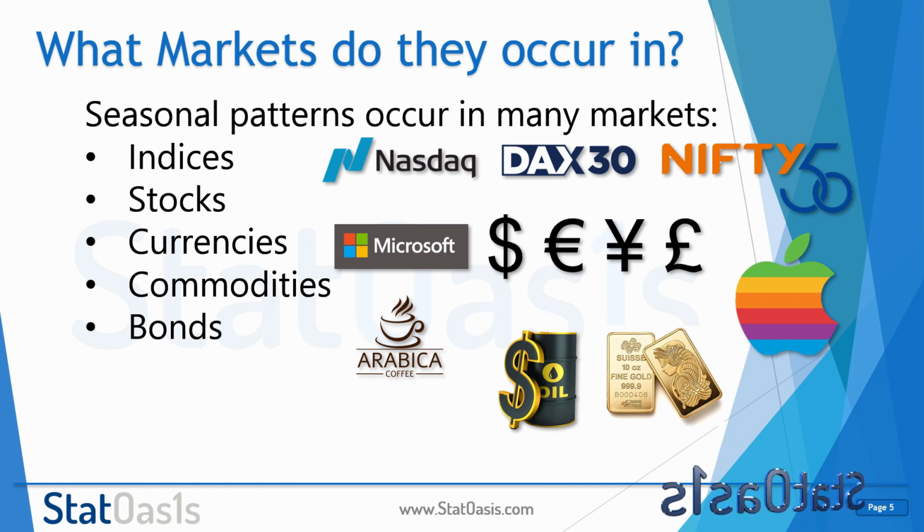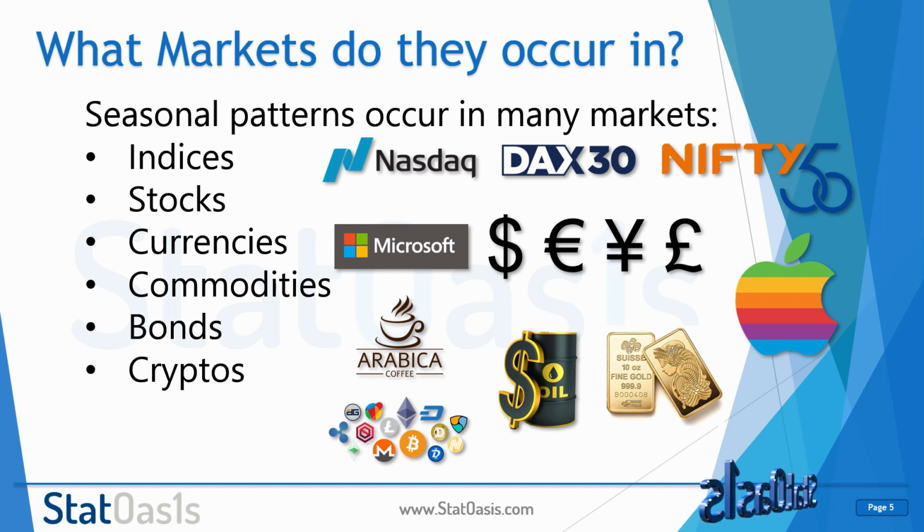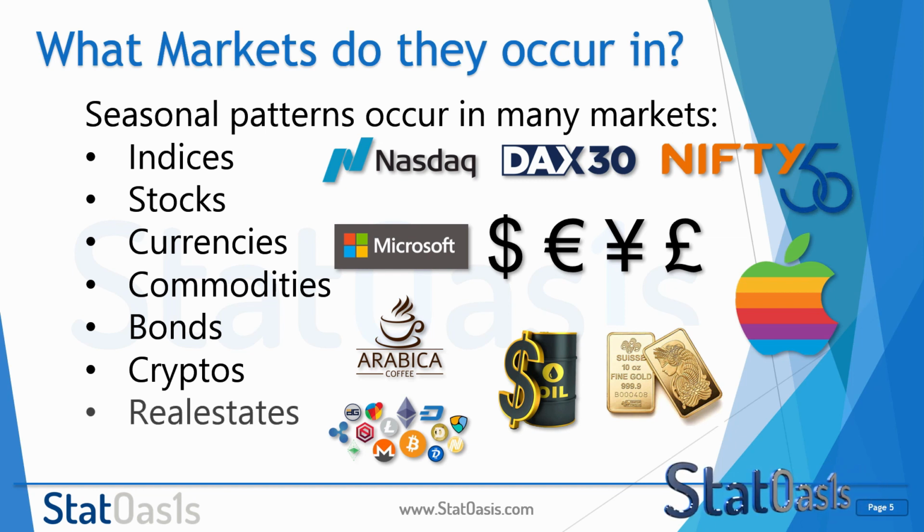Then, of course, they occur in bonds and in cryptocurrencies, which are relatively new and there is not enough data on them, but they do also have some patterns. And they occur in other tangible assets like real estate. Again, here the price tends to go down in the winter and go up in the summer.